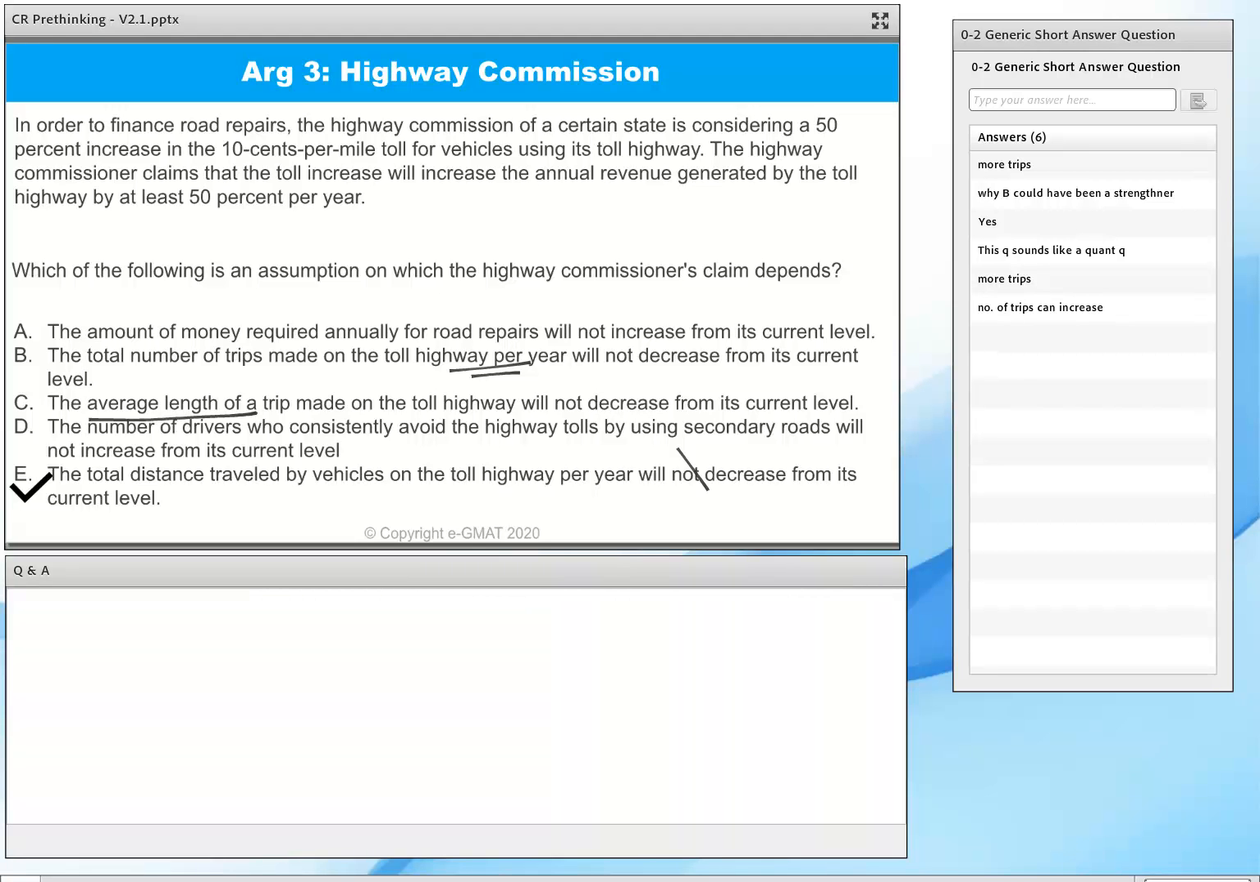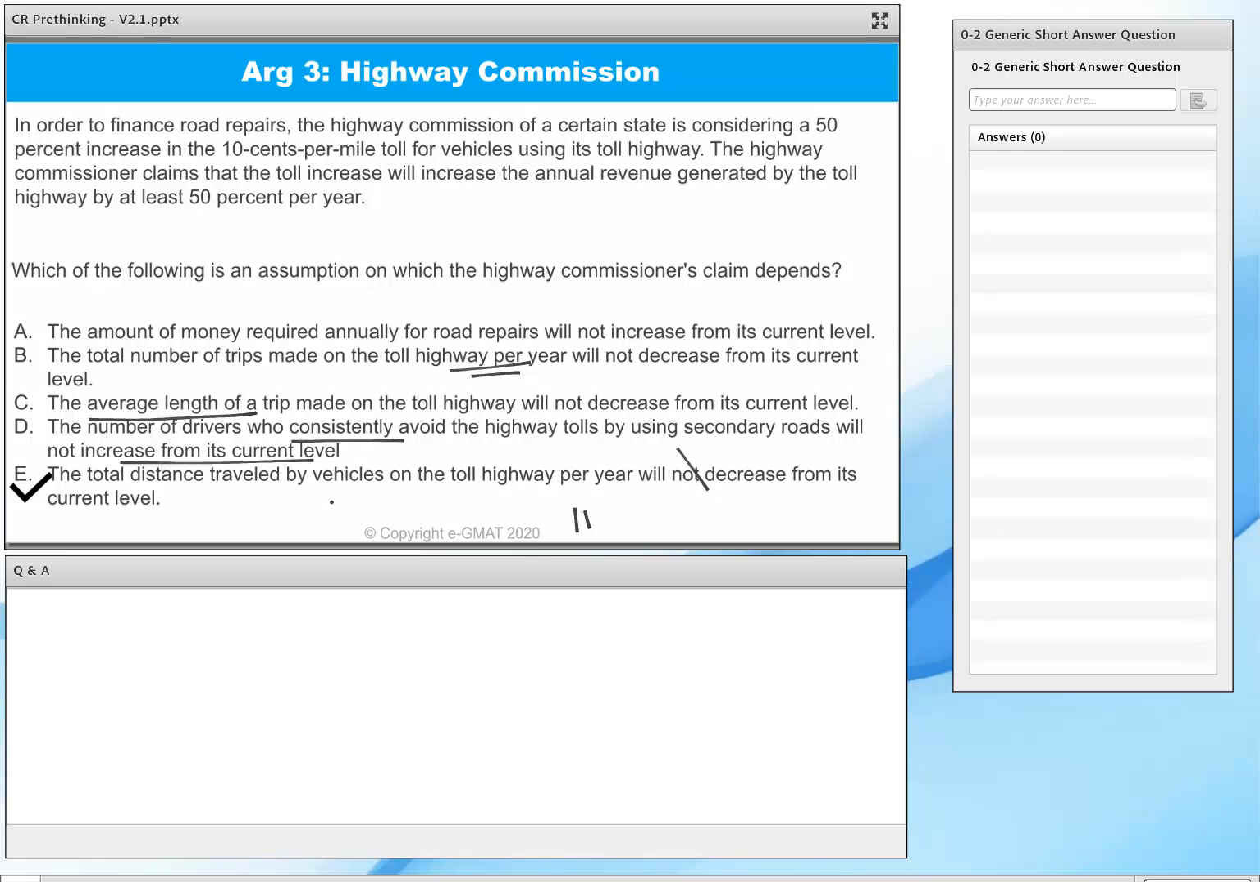Okay. Choice D, the number of drivers who consistently avoid highway tolls by using secondary roads will not increase from its current level. Let's say earlier, 1,000 drivers avoided. Now that number is 1,100. What can compensate for these 100 drivers avoiding toll highways? The remaining drivers could go for longer trips. Newer drivers could come in, the remaining drivers could go for longer trips.